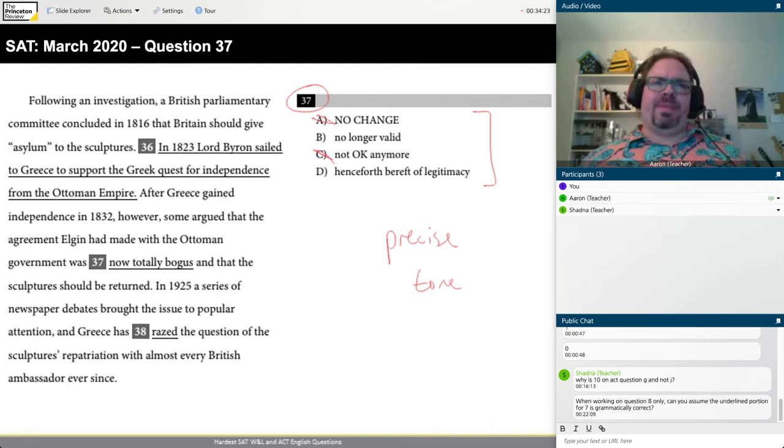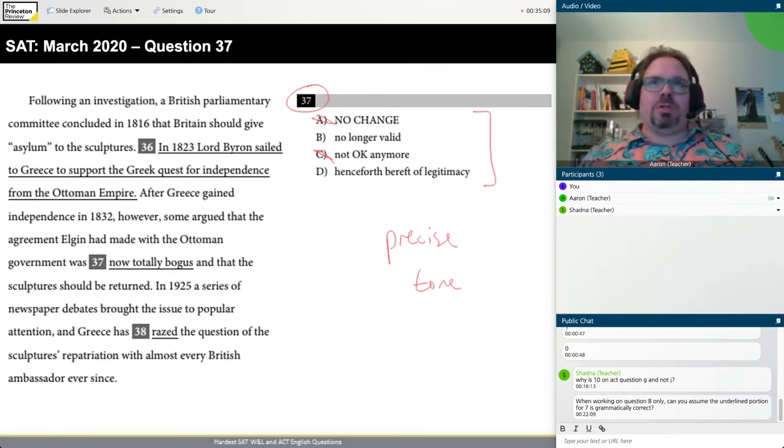And now there's answer choice D. Henceforth, bereft of legitimacy. Now, vocabulary is important, in particular on the SAT. College Board has said that they're not testing SAT vocabulary, blah, blah, blah. If you look at the tests, I'm sure all of you at home who have looked at a lot of practice tests know that's not true. There are definitely vocabulary words that are important. However, this isn't just an individual vocabulary word. If you know what these words mean, it essentially means the same thing as B. Henceforth is the same as no longer. Bereft of legitimacy is valid.